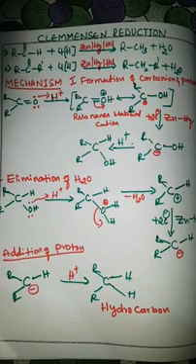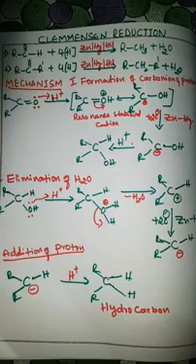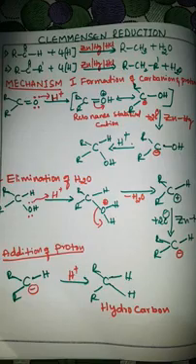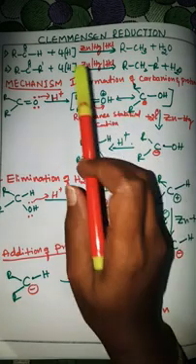There are two types of reduction reaction. First one is Clemmensen's reduction, second one is the Wolff-Kishner reduction. In this class we discuss Clemmensen's reduction and its mechanism. Clemmensen's reduction is nothing but aldehydes and ketones reacting with amalgamated zinc, or zinc amalgam, and HCl as a reducing agent, so that the carbonyl group is reduced to a methylene group.